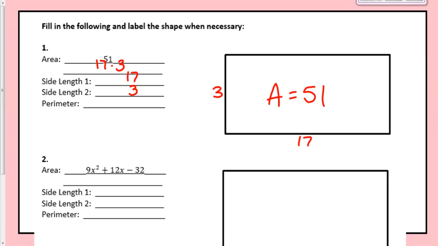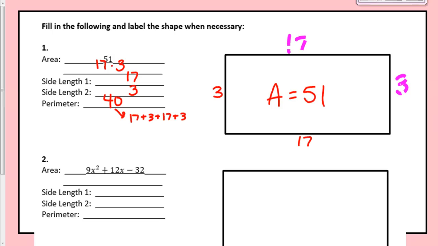Now the perimeter, how do I get the perimeter? It is not just 17 plus 3. I cannot stress that enough, okay? You have to add 17 and 3 as well as this 17 and 3 over here that we can't really see, okay? I don't know what happened to that note right there. So our perimeter would be 40. Again, that's 17 plus 3 plus 17 plus 3.